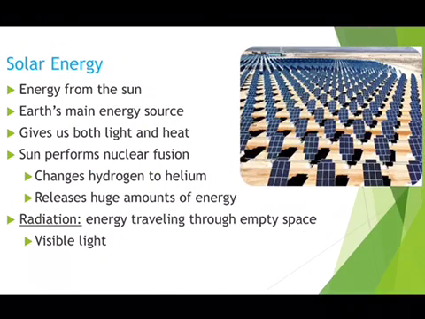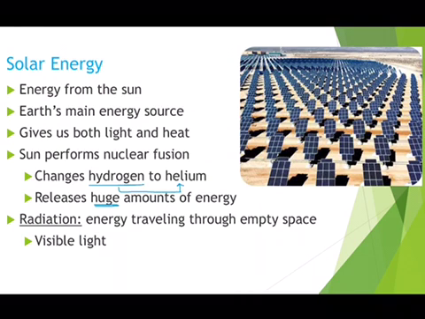So the first answer here is solar energy. This is energy that comes from the sun, and it's Earth's main energy source. It gives us both light and heat, and it does so by the sun performing something called nuclear fusion. And nuclear fusion is the process of changing hydrogen atoms into helium atoms. This process releases a ton of energy. And so we receive that energy as radiation.